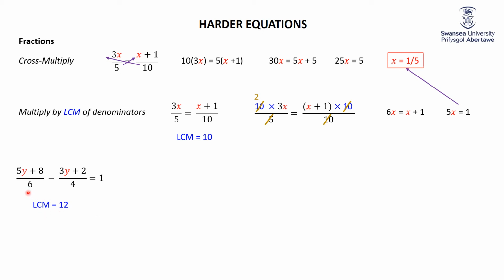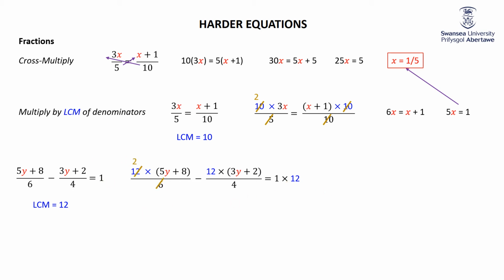Lowest common multiple of 6 and 4 is 12. So let's just multiply everything through by 12. Now notice this is one expression here minus another expression here. We have to multiply both of those expressions by 12. We've got to multiply the whole lot by 12. So we get 12 times (5y plus 8) over 6, that's 12 times that one, minus 12 times this one, 12 times (3y plus 2) over 4, equals 1 times 12.